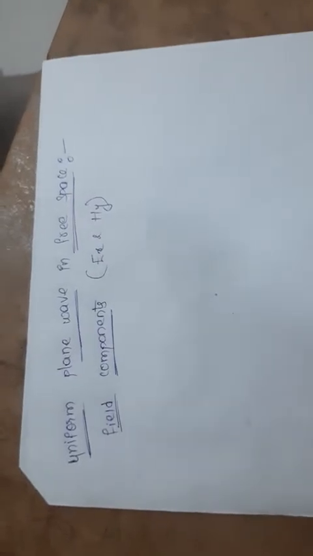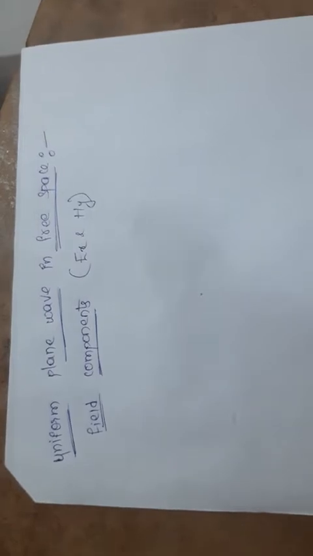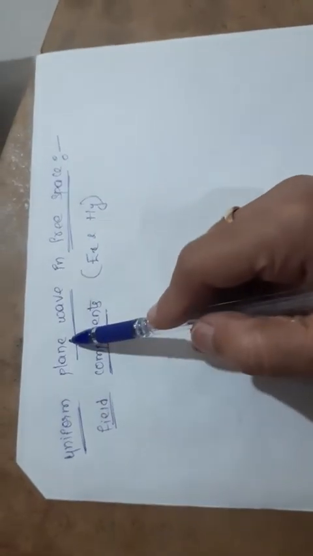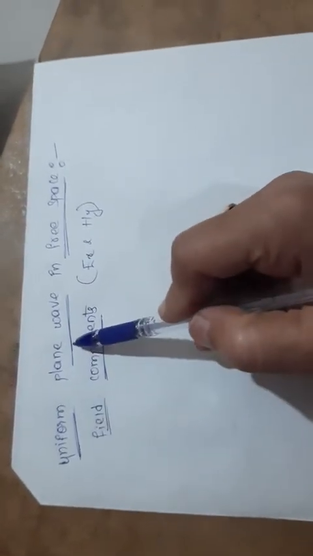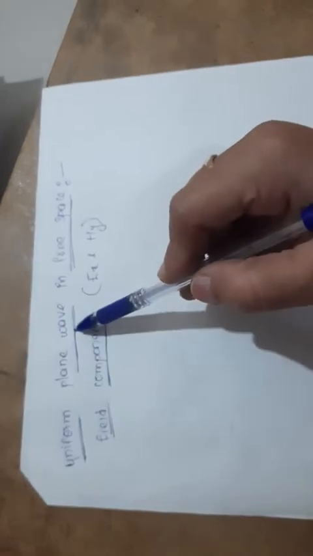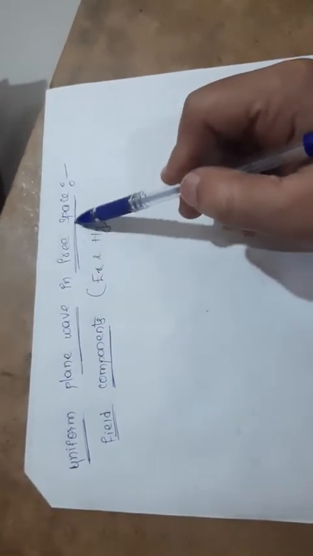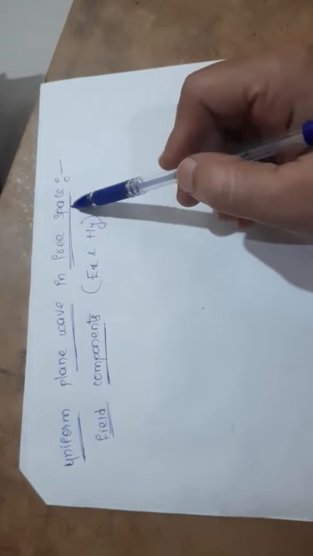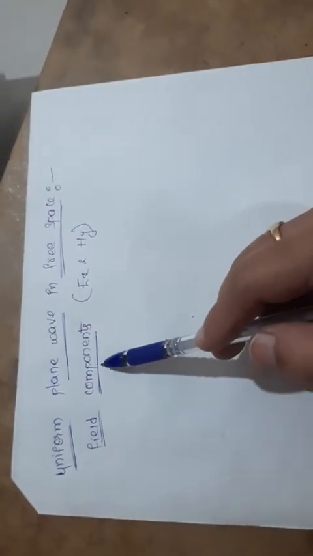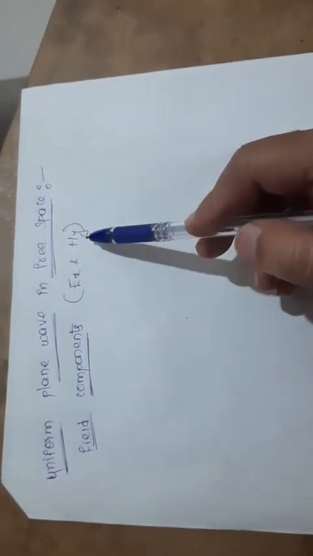Hello students. Now we are going to discuss uniform plane wave in free space. In the last session we already discussed the uniform plane wave concept, the definition of uniform plane waves and types of waves. Now we are discussing how the uniform plane wave will propagate in free space, and we'll discuss the derivation of the field components, that is Ex and Hy.